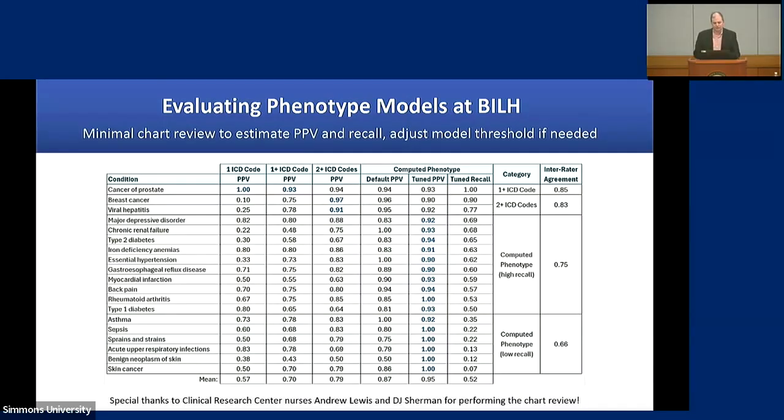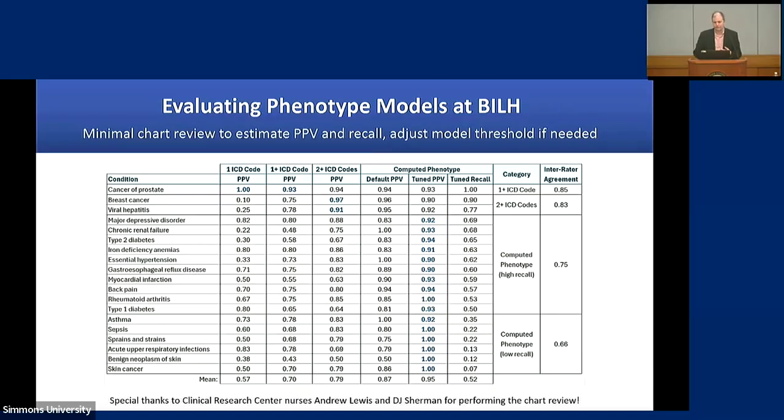When we look at different medical conditions, for some of them the diagnosis codes work really well, and you don't really need machine learning to improve on them, but those are pretty rare. For most conditions, the computed phenotypes greatly increase the positive predictive value. They have pretty good recall, and they're much better than the raw diagnosis codes.